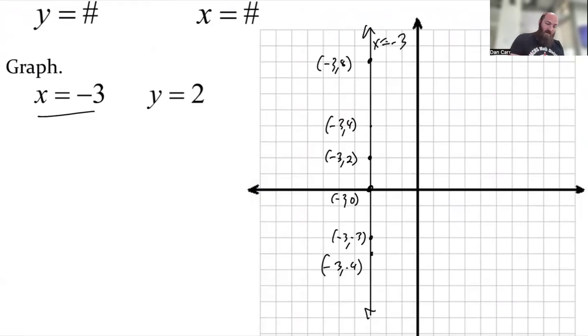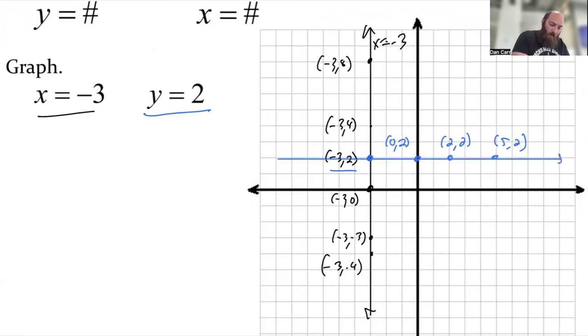Y equals 2 is going to work the same way. Let me do that in blue here. If I start plotting a bunch of points like this, and this one like that. So this is the point (-3, 2). Here's (0, 2). Here's (2, 2). Here's (5, 2). What's consistent is that y is always 2. So if y equals 2, that's what creates a horizontal line. Any point that's on that line is of the form y equals 2.